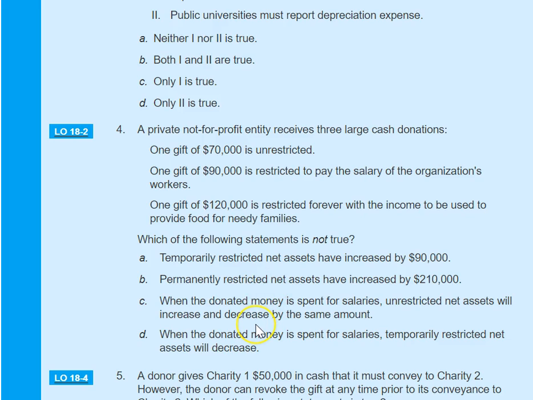How about the other two options? Number C, when the donated money is spent for salaries, unrestricted net assets will increase and decrease by the same amount.